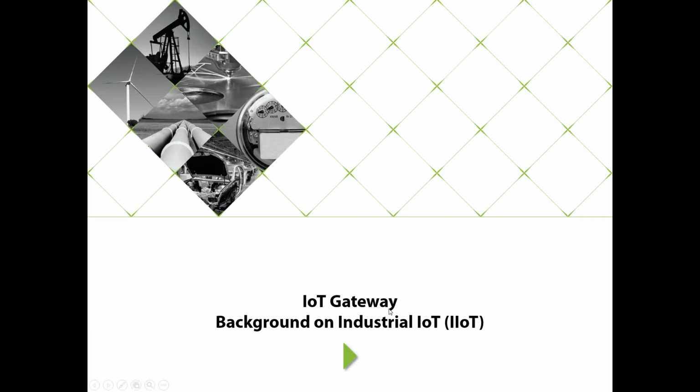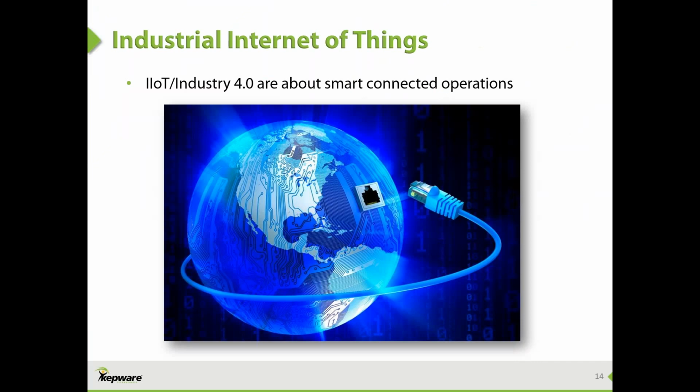All right, so let's talk about the industrial Internet of Things and how we fit into this new and exciting shift in the industrial market space. The industrial Internet of Things is about smart connected operations, connecting dissimilar networks, devices, protocols, and applications. It is sharing and connecting this data with anyone and anywhere, and then turning this data into actionable information used to make specific business decisions.